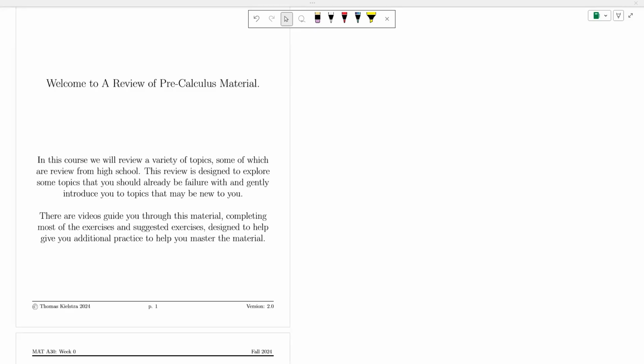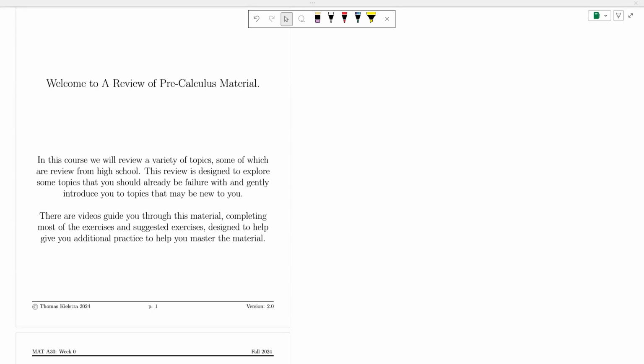Welcome to a review of pre calculus material. In this course, we are going to try and accomplish two objectives. First, we will review some material from high school, exploring some well-known techniques, allowing you to fundamentalize some of those techniques. These techniques include factoring, completing the square, etc.